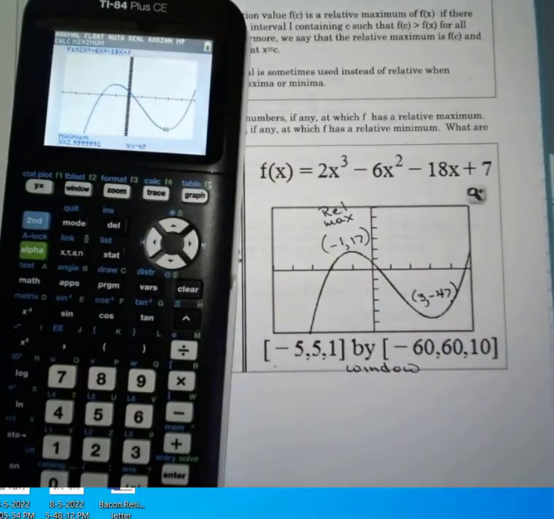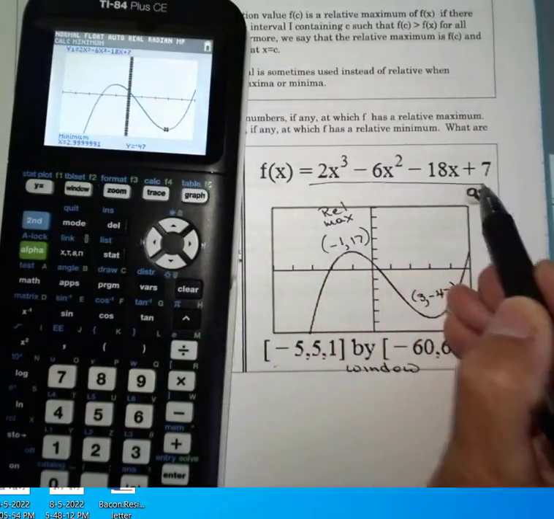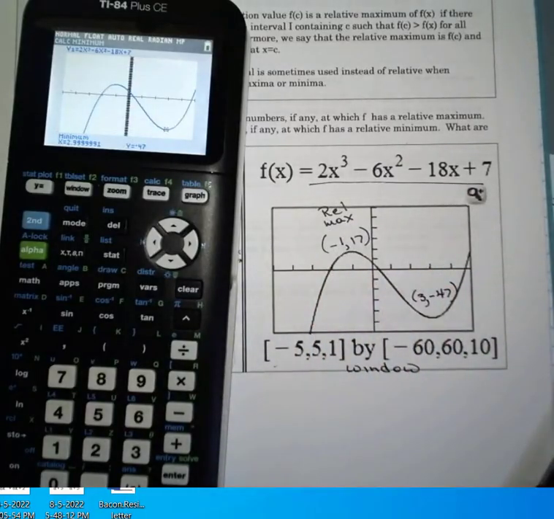Close enough. So you can see how your calculator can help you identify, even for a very complicated function like this one. You wouldn't want to have to graph this one on your own and try to find the relative minimum and relative maximum.